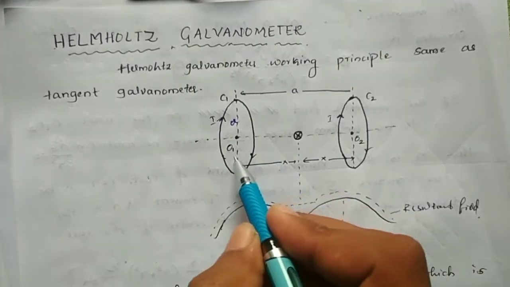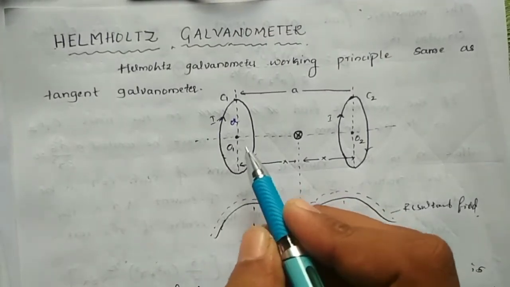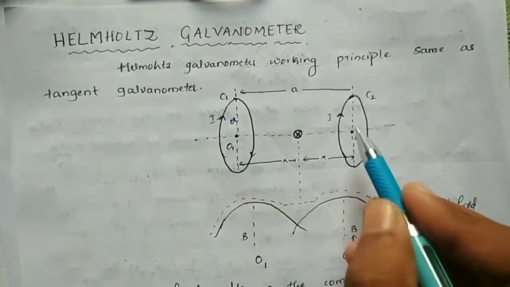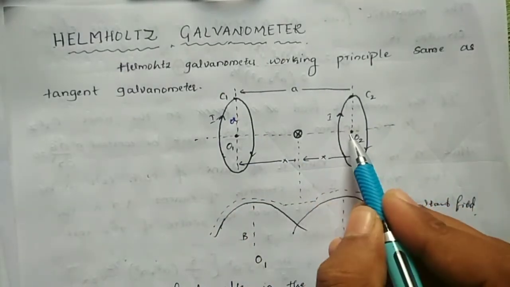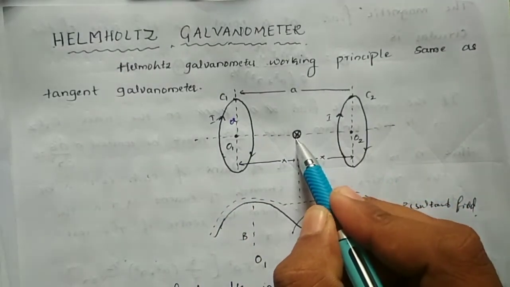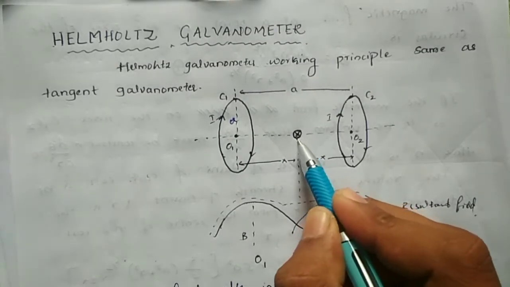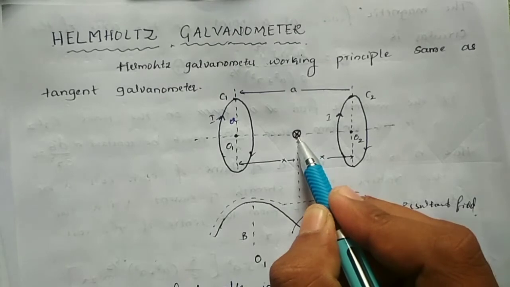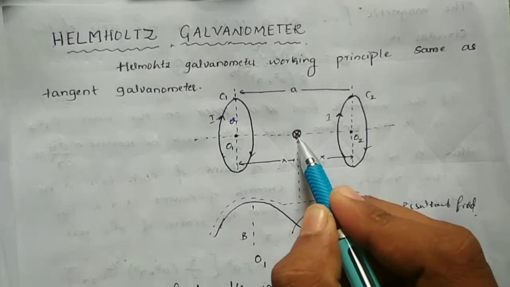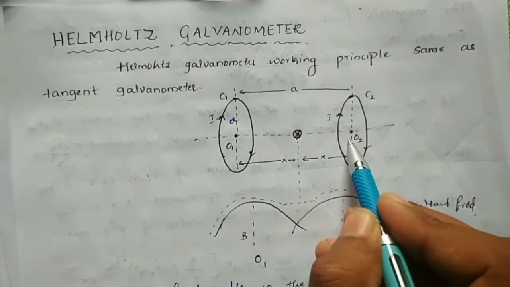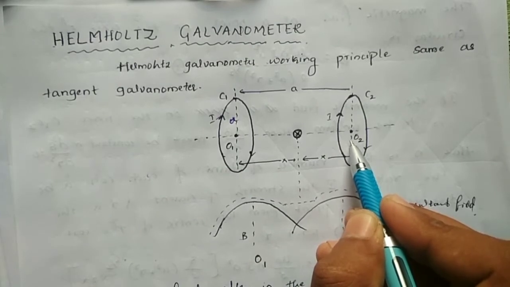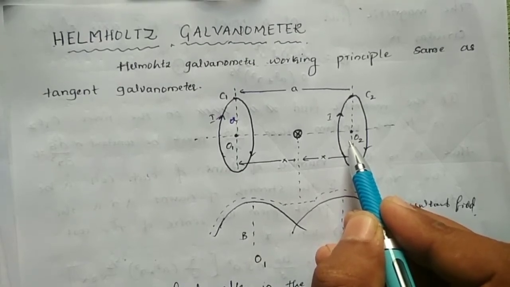Here in the Helmholtz galvanometer we have to consider the two circular coils. In between these two circular coils you have to keep the compass box, or magnetic needle. The compass box containing a magnetic needle you have to keep in between the two current carrying coils.